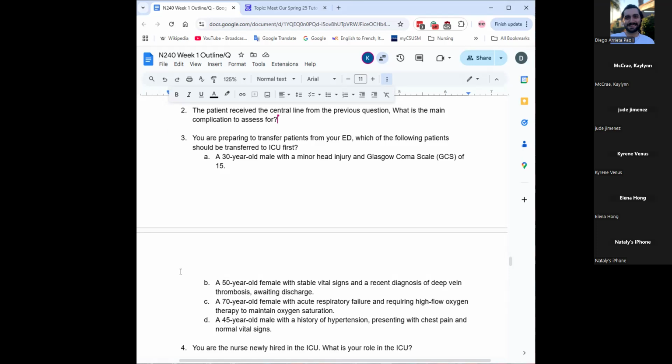Cool beans. I just wanted to throw a wrench in your guys' plans. Don't worry about it. But the correct answer for this is C, because if this patient doesn't improve soon, they'll probably be intubated.